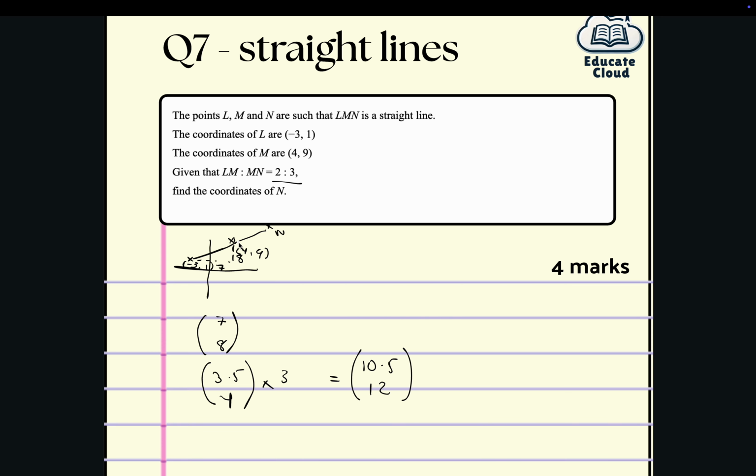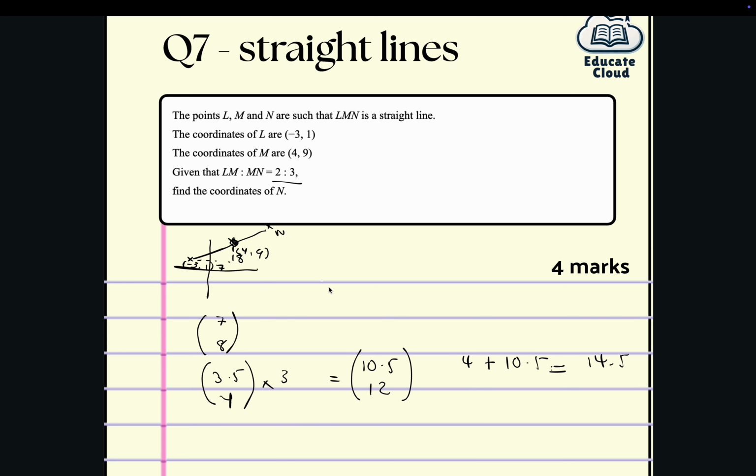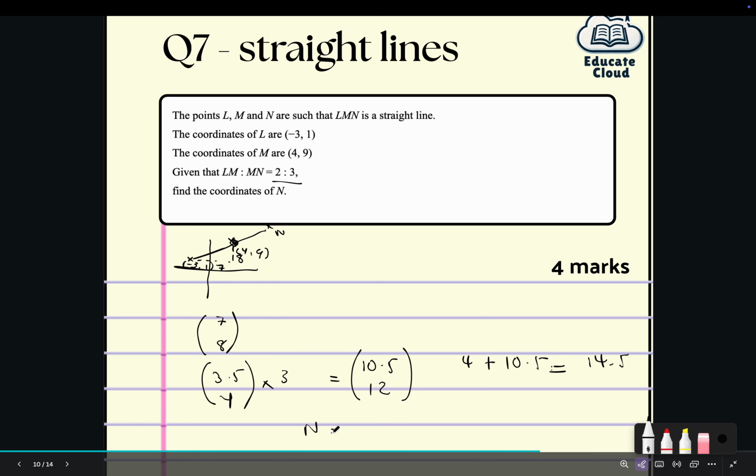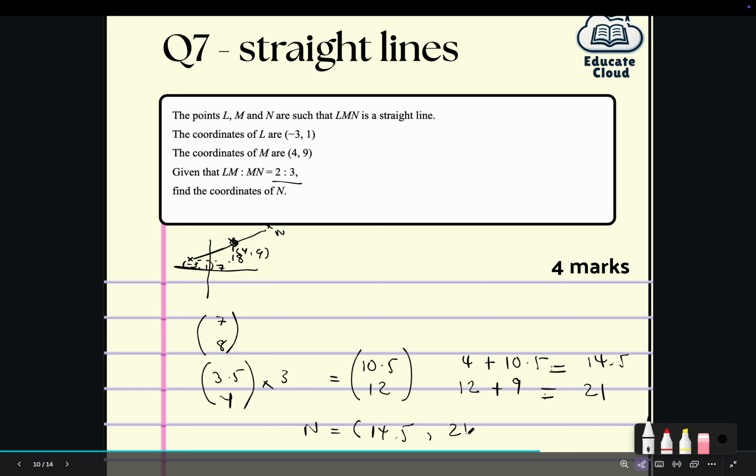So now we need to add this on to this coordinate 4, 9. So 4 add 10.5, that gives me 14.5. That is for the X coordinate of N. So the X coordinate of N is 14.5. And then if we do 12, add, what are we adding on? Add on to 9, sorry. Yeah, so that's 21. So my answer is 14.5 and 21.